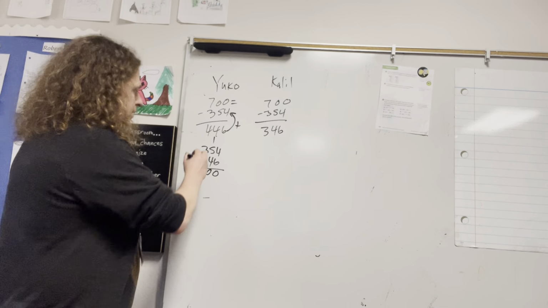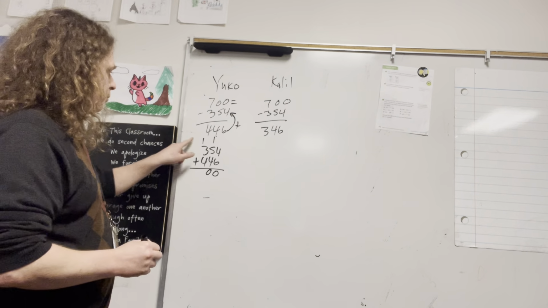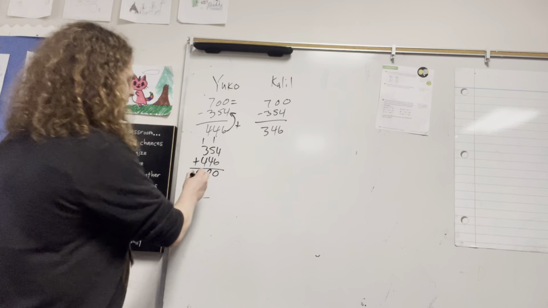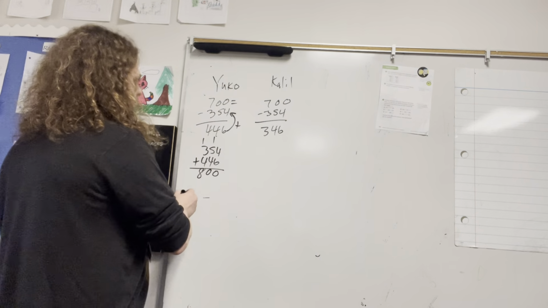So there are no 10s, and there's 100. 100 plus 300 plus 400. So 100 plus 300 is 400, plus 400 is 800. So Yuko does not look like she is correct.